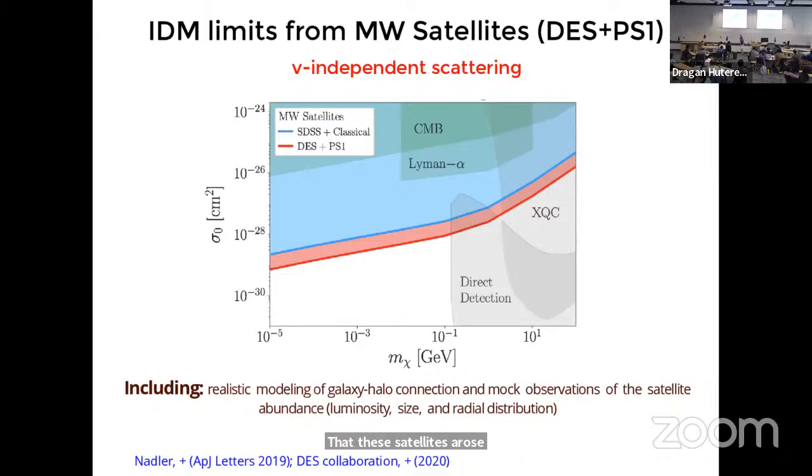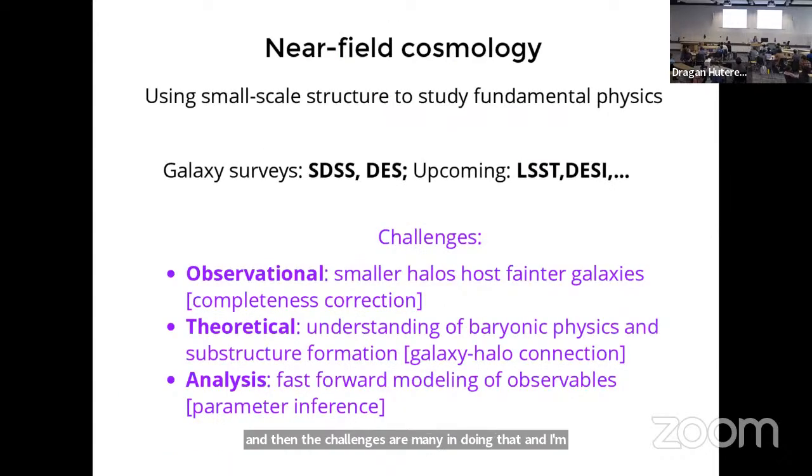If you squint over there, you'll see that green line, that's the CMB bound. Those are the previous bounds that I was telling you about. So if you want to go after dark matter microphysics, going with small scales is a really powerful way to go. And then the challenges are many in doing that. And I'm going to skip over to the conclusion on that.